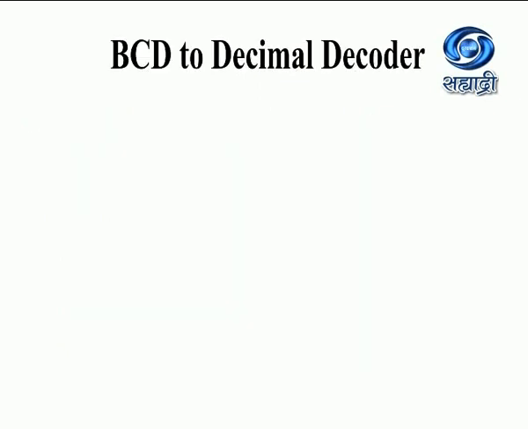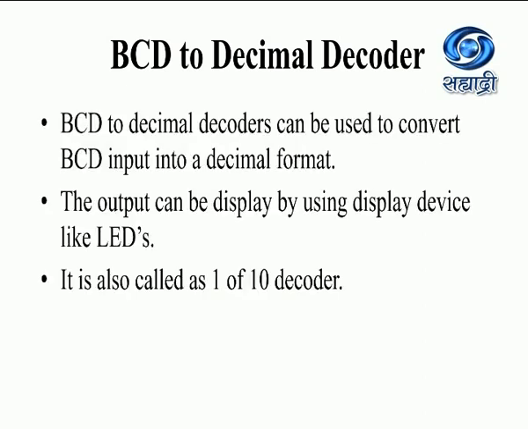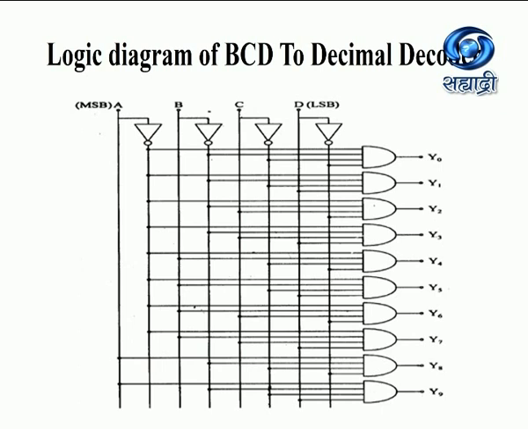So let's see the first type of decoder, that is BCD to decimal decoder. BCD to decimal decoders can be used to convert BCD input into a decimal format. The output can be displayed by using a display device like LEDs, and it is also called a 1:10 decoder. This is the logic diagram of BCD to decimal decoder. If you observe this diagram, we have A, B, C, D as BCD format digital inputs, which are connected by using NOT gates to 10 data outputs Y0 to Y9, which is in the form of decimal. So BCD format is converted into its decimal equivalent.